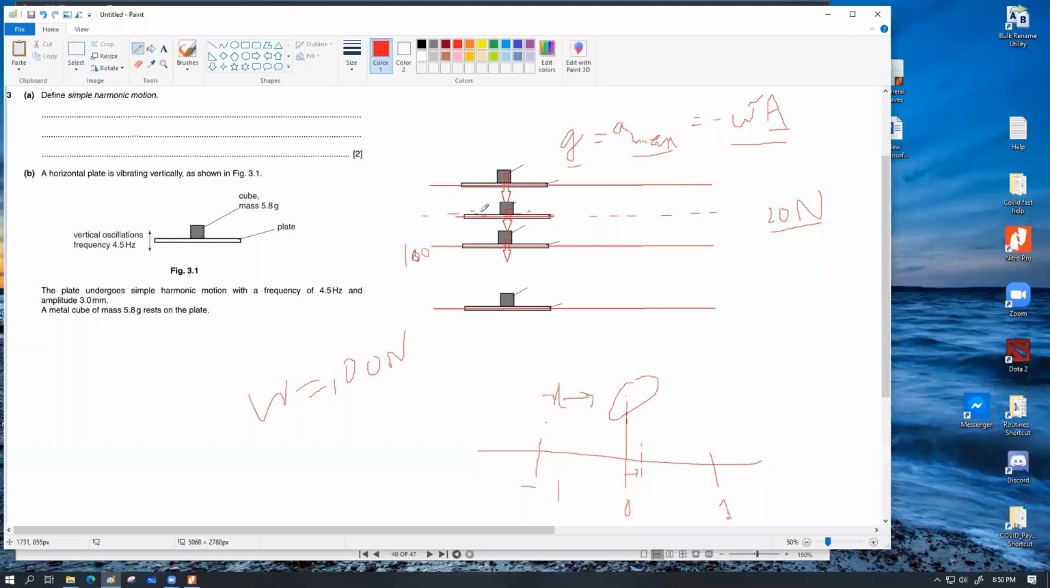As the object goes further and further above, this force value is going to slowly become bigger and bigger, because like I said, MA equals M omega square X.